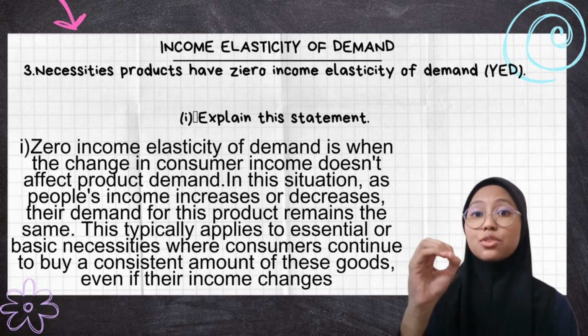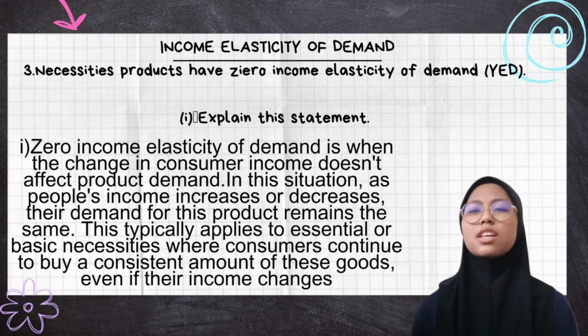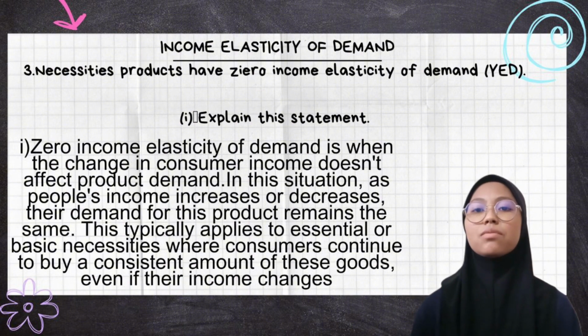A product having a zero income elasticity of demand means that the quantity demanded for that product remains constant regardless of changes in consumers' income. Like we can say that the change in consumer income doesn't affect product demand. In this situation, as people's income increases or decreases, their demand for this product remains the same.